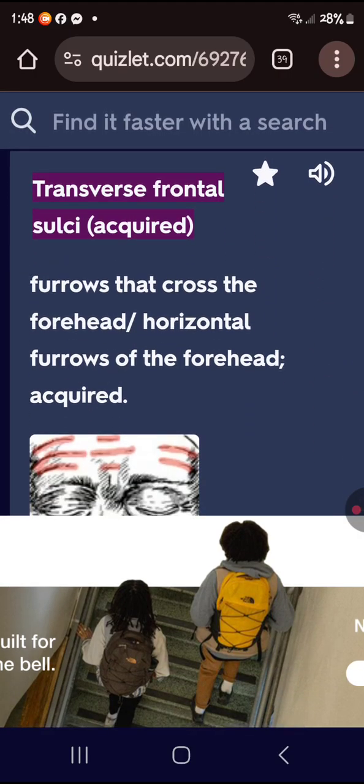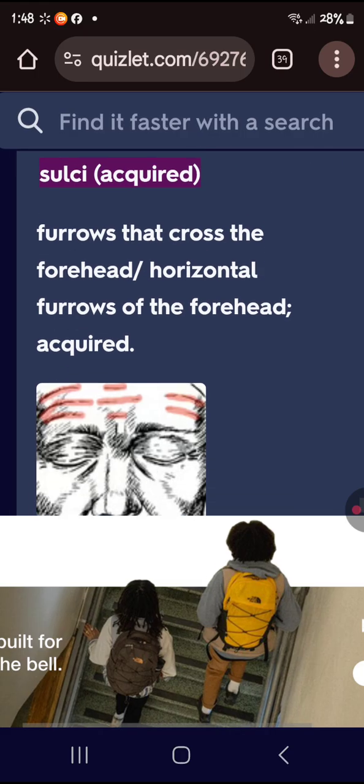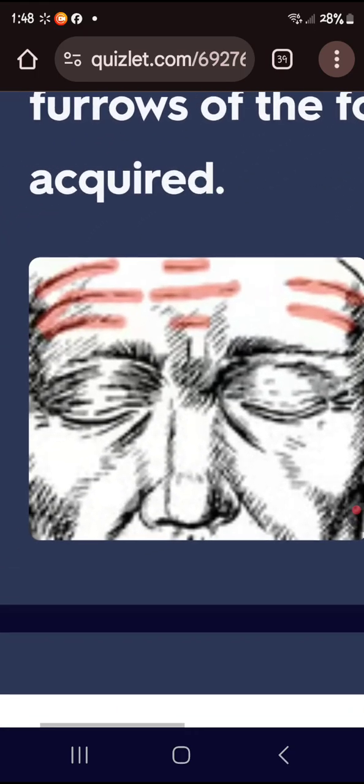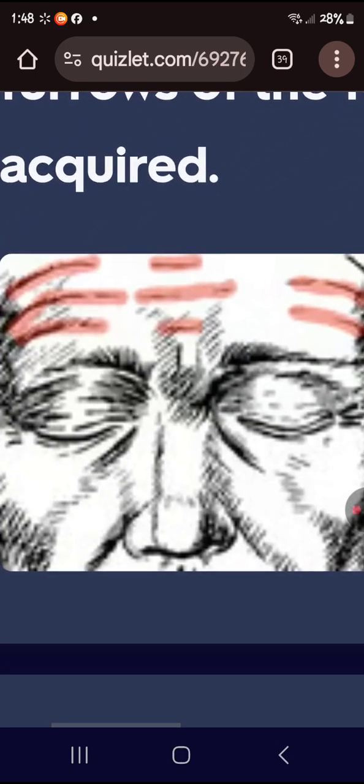Transverse frontal sulci, furrows that cross the forehead, horizontal furrows of the forehead, acquired. Transverse frontal sulci.